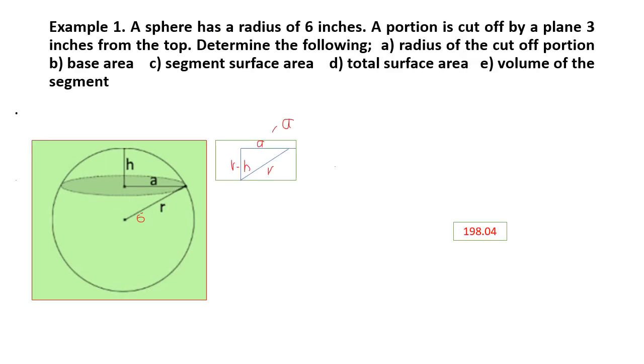A sphere has a radius of 6 inches. A portion is cut off by a plane 3 inches from the top. Determine the radius of the cut-off portion, the base area, segment surface area, total surface area, and volume of the segment. So you have the solution. The radius is 6 inches, and your h is equivalent to 3.